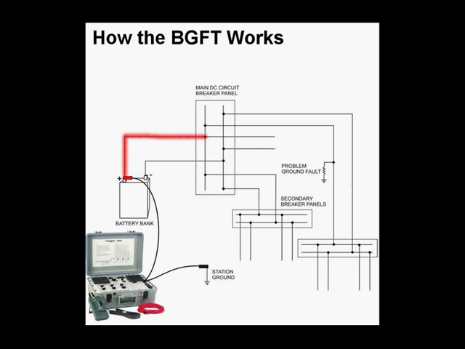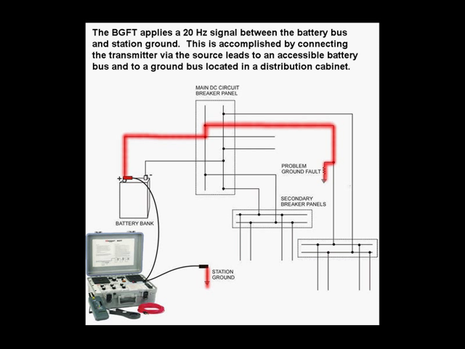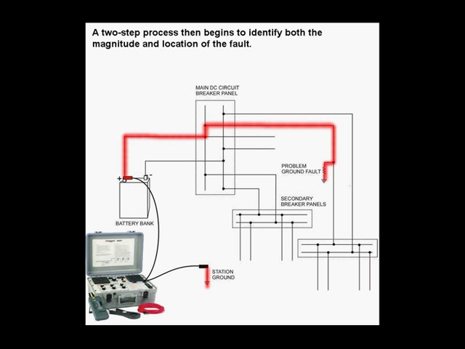How the BGFT works. The BGFT applies a 20 Hz signal between the battery bus and station ground. This is accomplished by connecting the transmitter via the source leads to an accessible battery bus and to a ground bus located in a distribution cabinet.